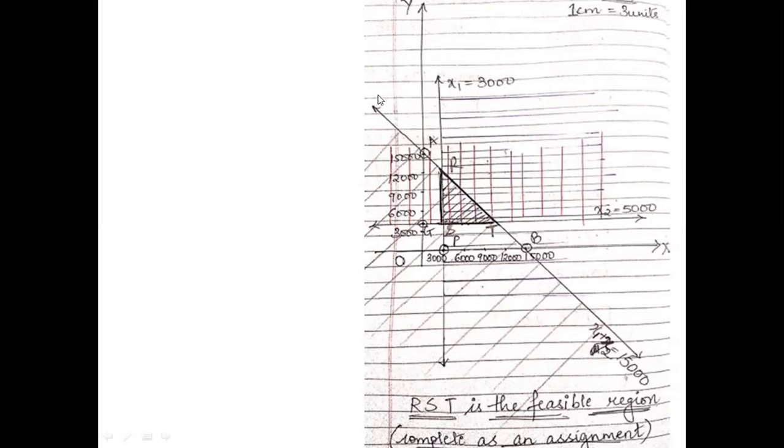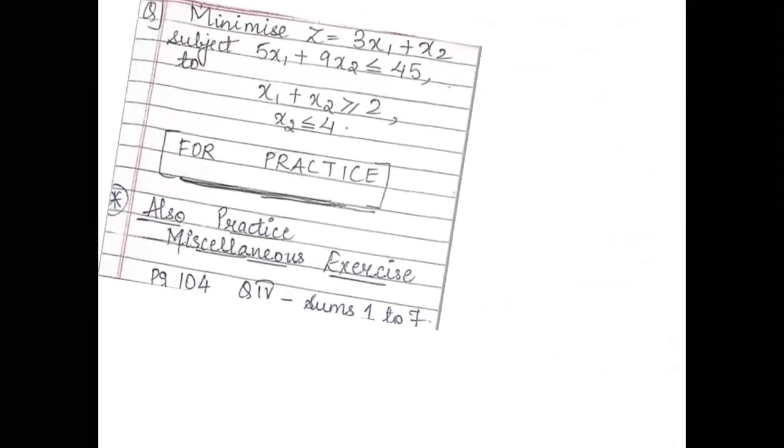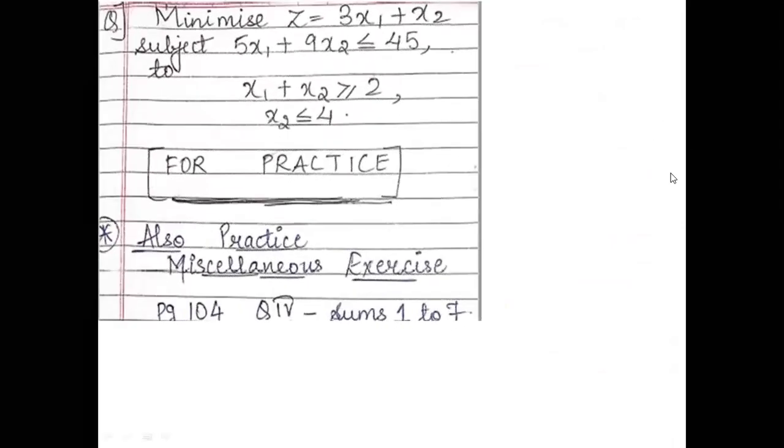Point T is made by the lines x1 plus x2 is equal to 15,000 and x2 is equal to 5,000. So you can use these two equations and find out the value of T. Once you get all the three coordinates class, then you can substitute and find out the value of Z. Okay. So class, one more sum I am giving you for practice. This is not in your textbook. So try to practice this sum.